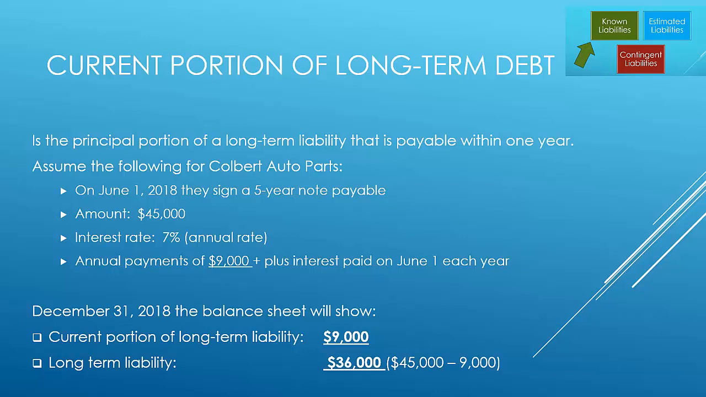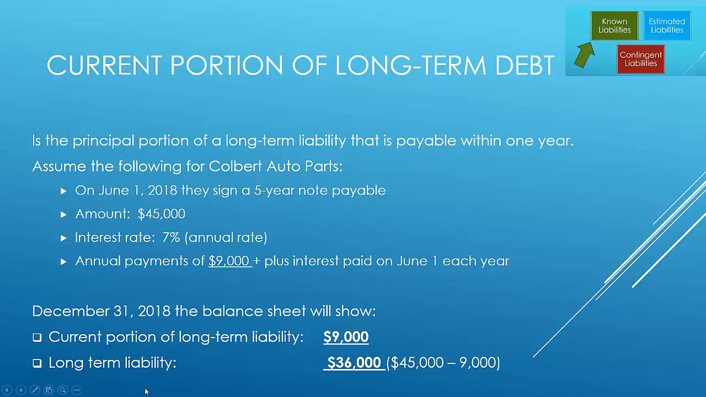Okay, so another known liability that's also a current liability would be the current portion of a long-term debt. So let's say I've taken out a 5-year note, and it's for $45,000. The interest rate is 7%. I owe $9,000 of that plus the interest every single year. This is similar to maybe a mortgage on your house, where you took out a big loan and then you pay on a monthly basis. In this case, it's slightly different. It's a note and they're only going to pay once a year, but you get the idea.